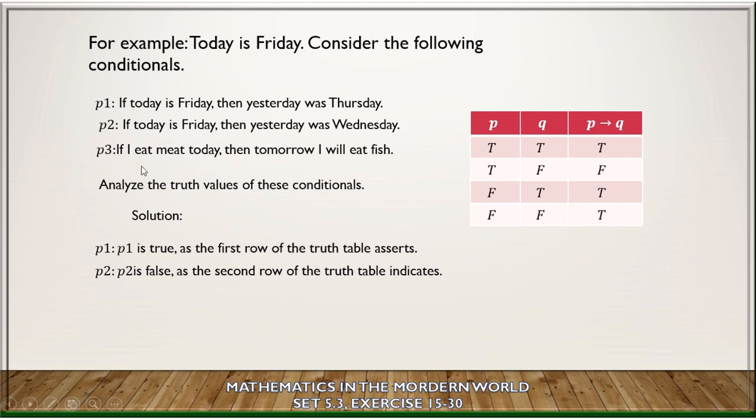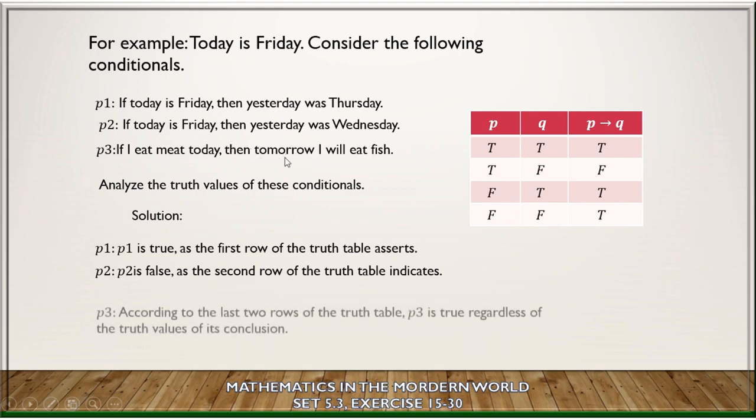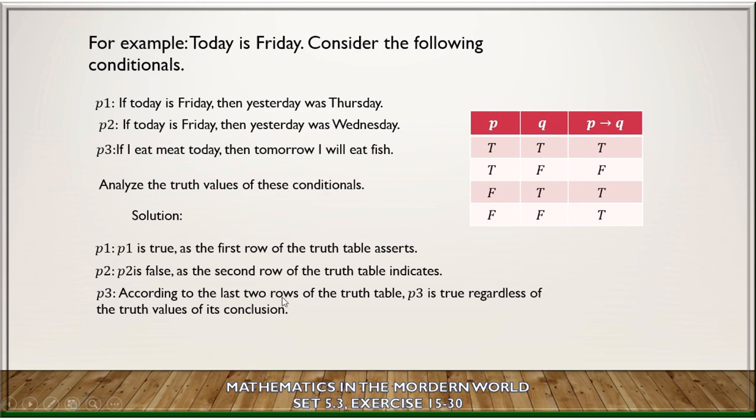For P3, "I eat meat today" is false, and "tomorrow I will eat fish" is false also. But it does not matter if it's true or false. According to the last two rows of the truth table, P3 is true regardless of the truth value of its conclusion. So it's true.